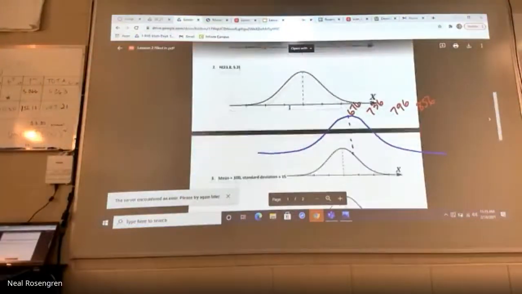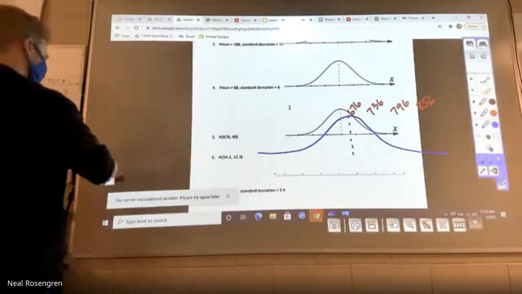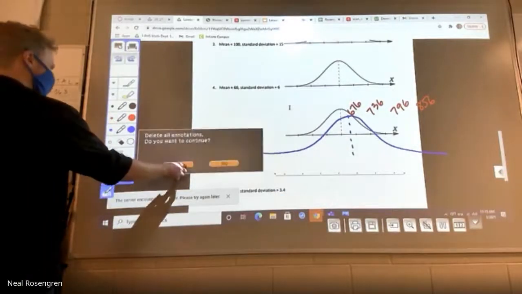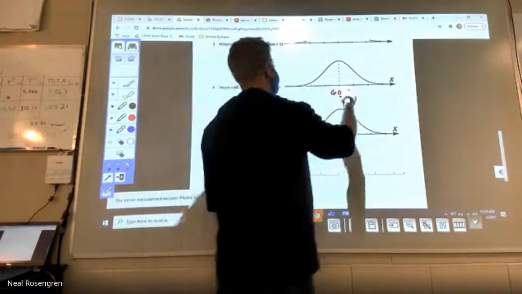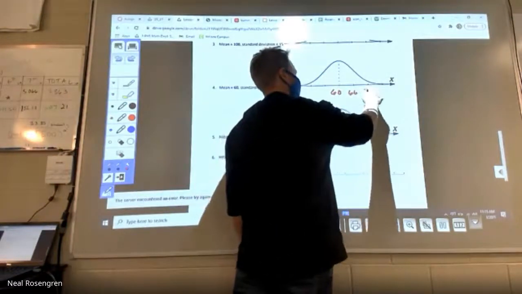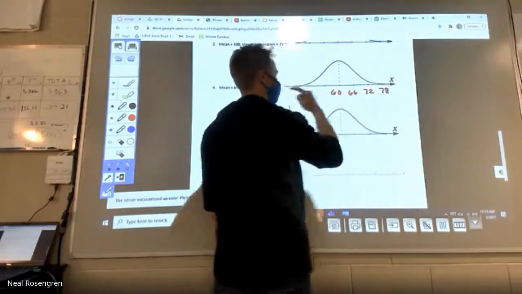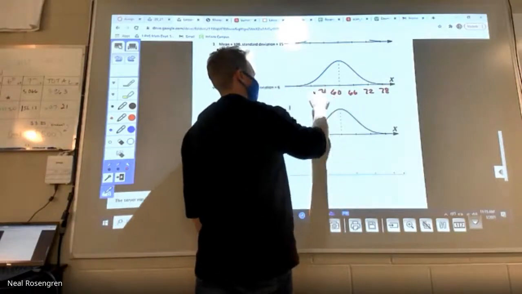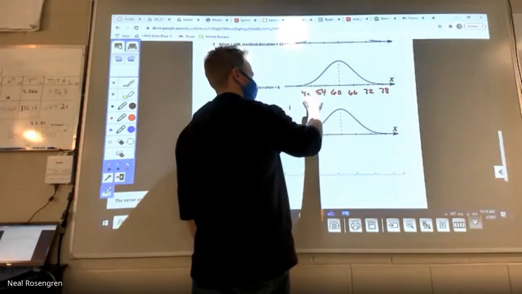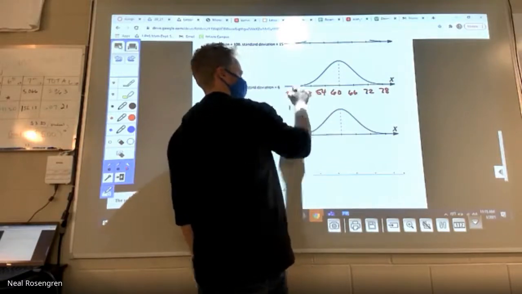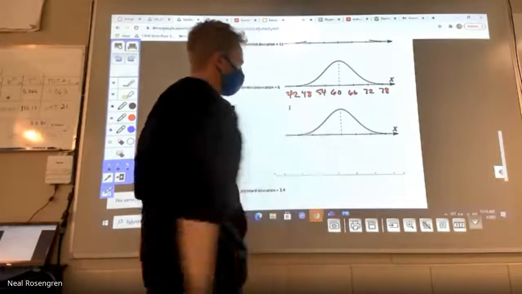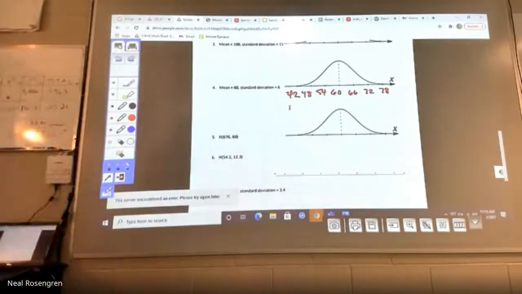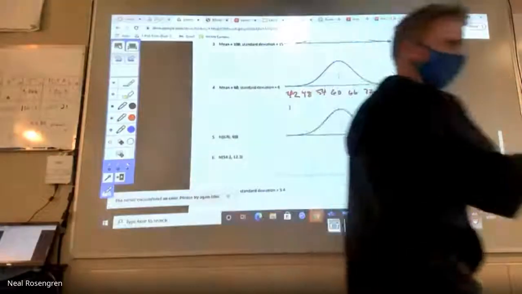Number 4. So the average is 60, so that goes in the middle. Standard deviation is 6. I'm just going to go up 6 every time. 66, 72, 78. And then down 6, 54, 48, 42. Bam. Easy, right? Sweet. Easy, perfect. I like easy.